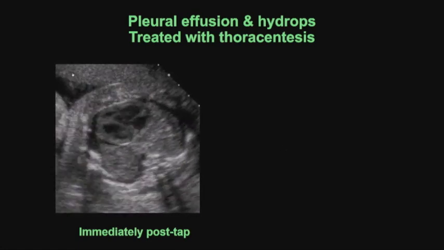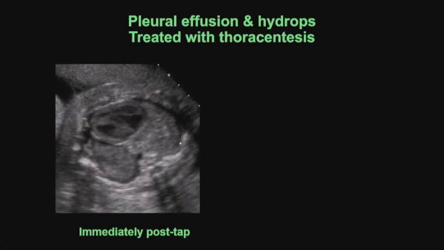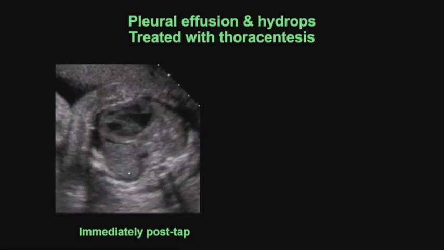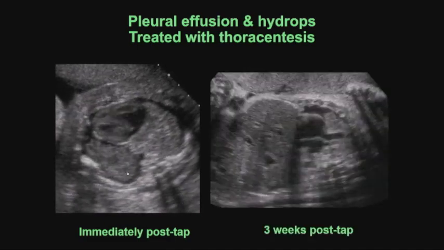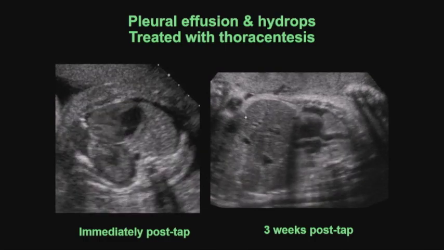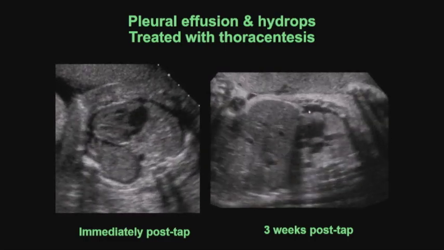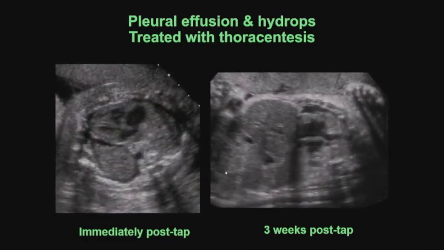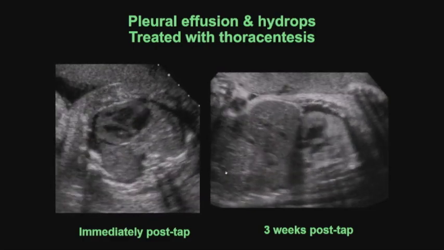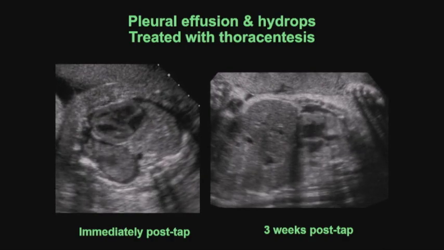In this case, you can see we did a pretty good job. This is right as we're taking the needle out, and you can see that we've left a very small rim of fluid on the right side, a small rim of fluid on the left side. But look at this 3 weeks later. 3 weeks later now, that ascites is all gone, and we still only have trace pleural effusion. So this was a successful bilateral thoracentesis that helped improve the hydrops.